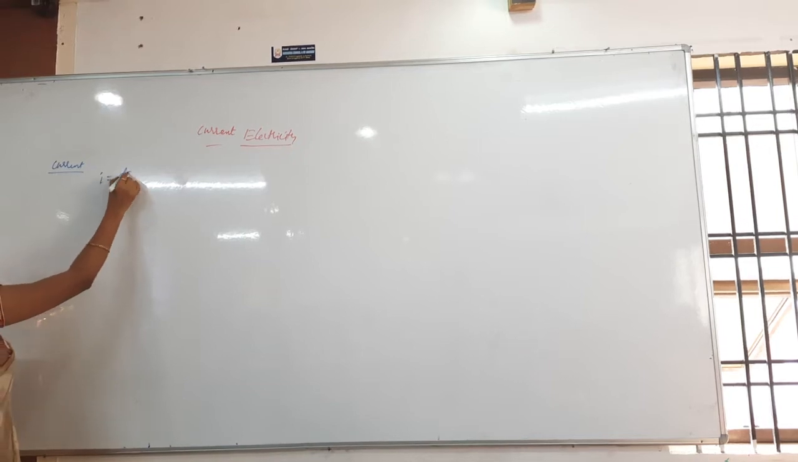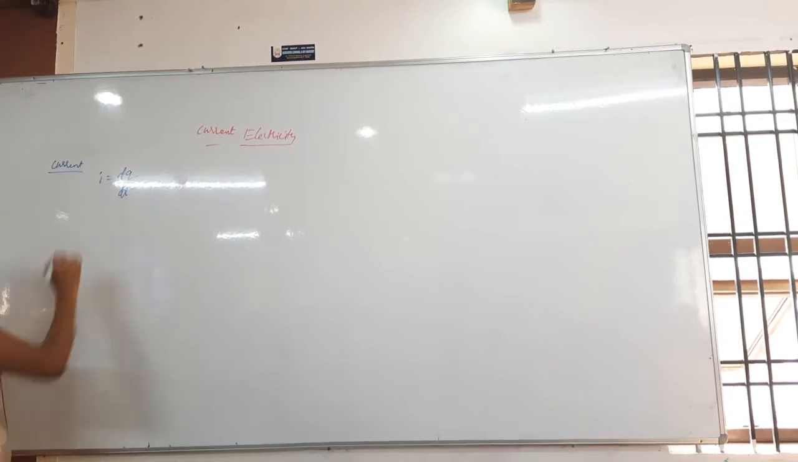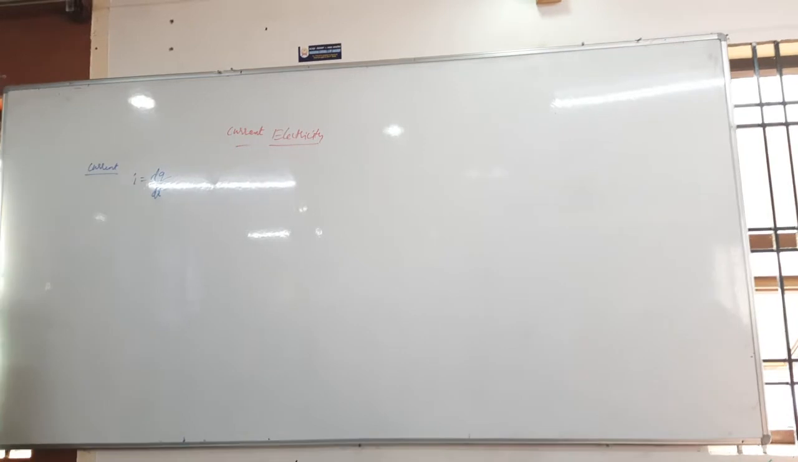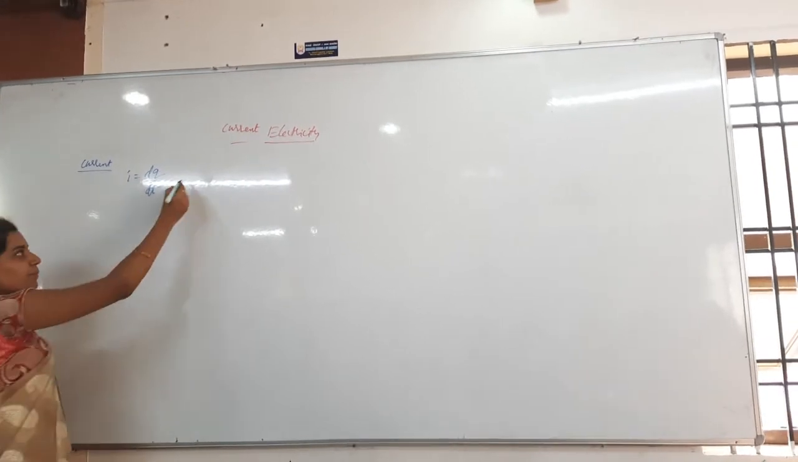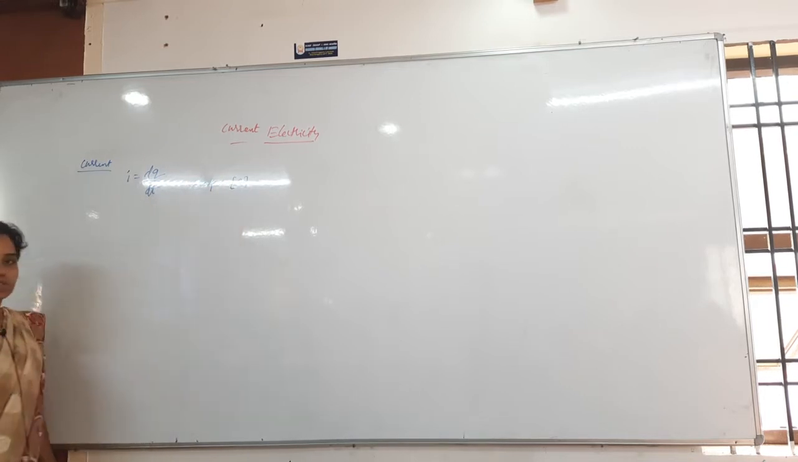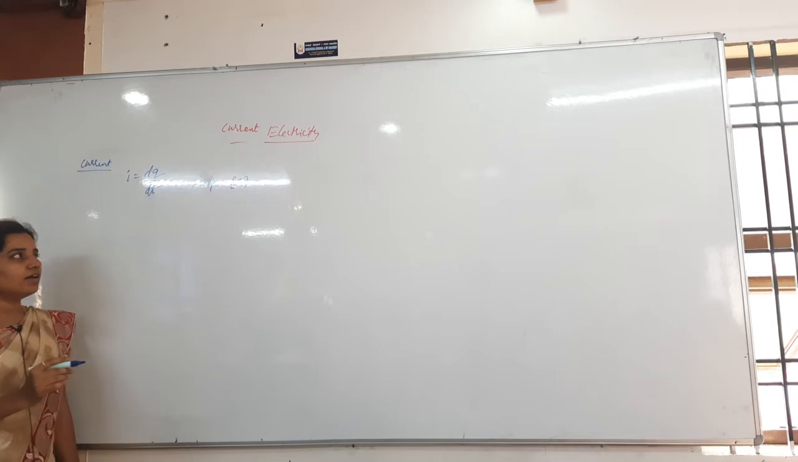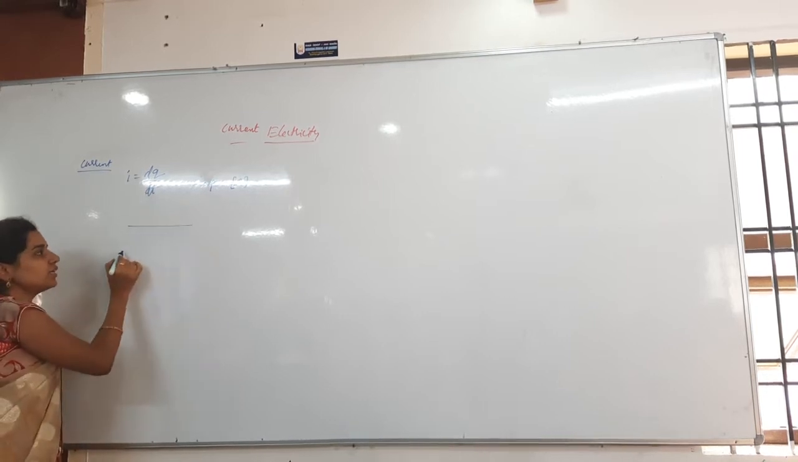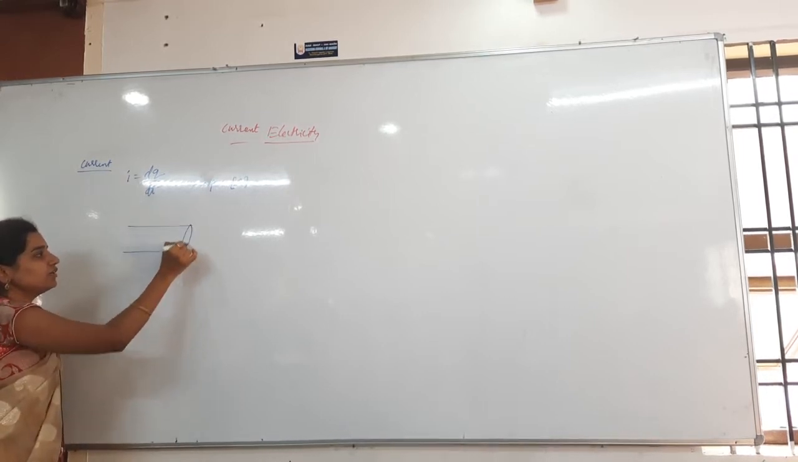I is equal to dq by dt, the rate of flow of charge. The units are what here? Amperes. And the dimensions, you already know that ampere is the dimension. Also, about the current, we will discuss something about the direction, from where to where it will flow.